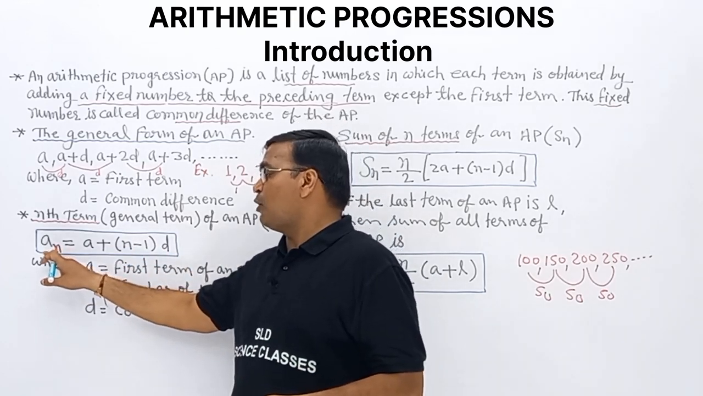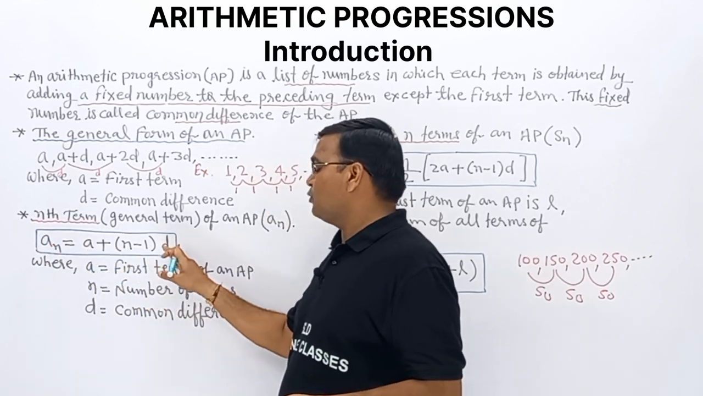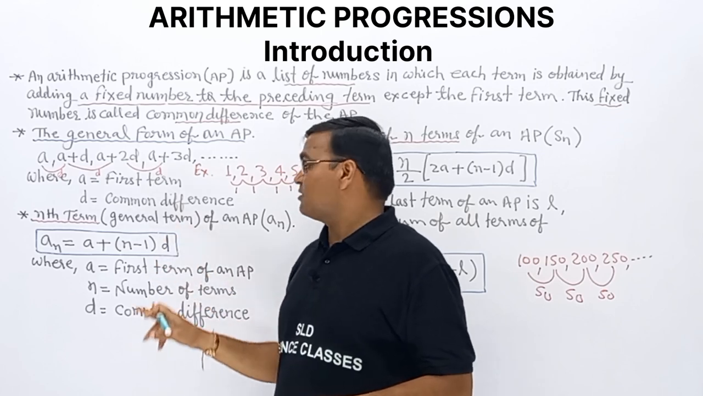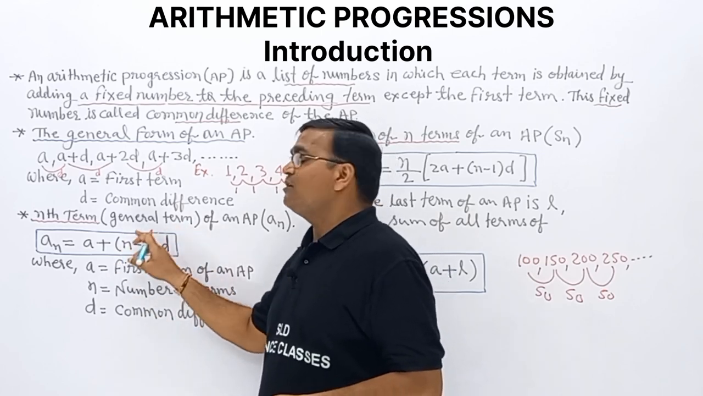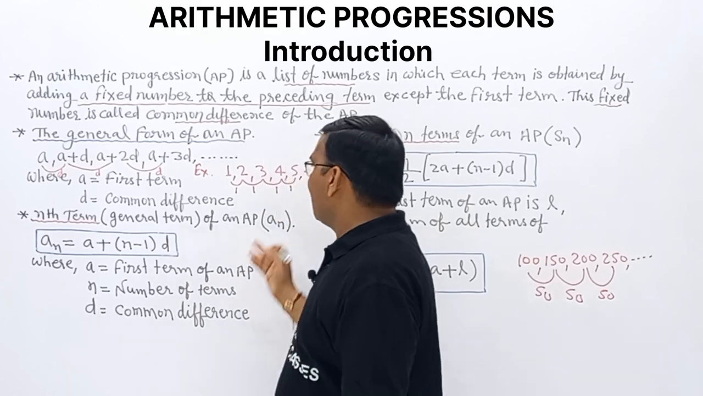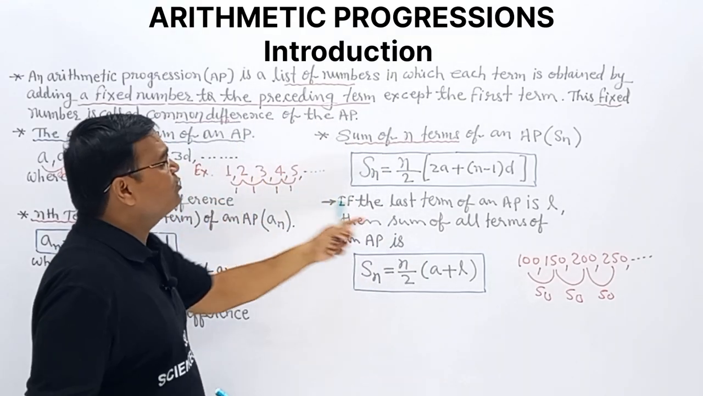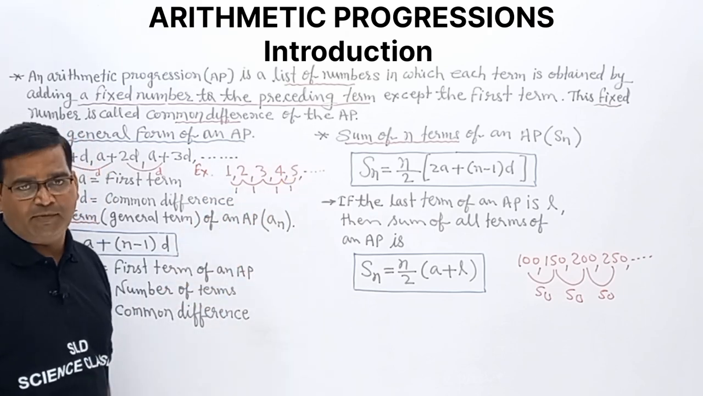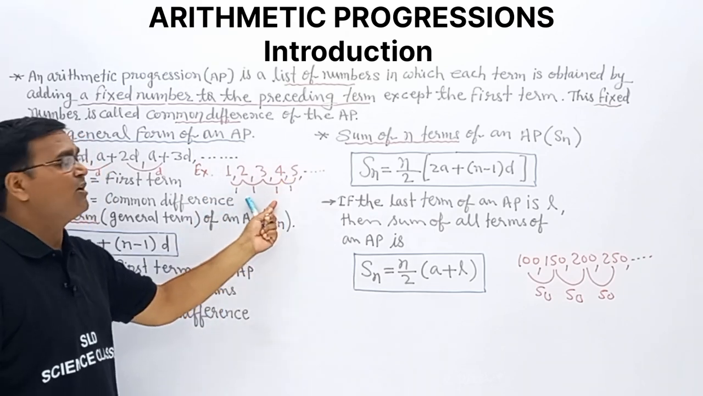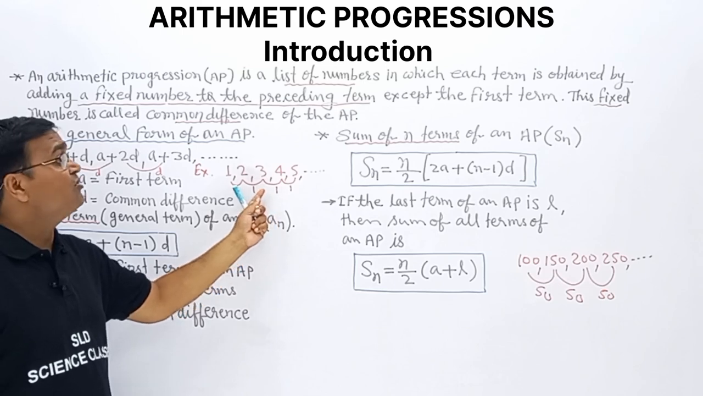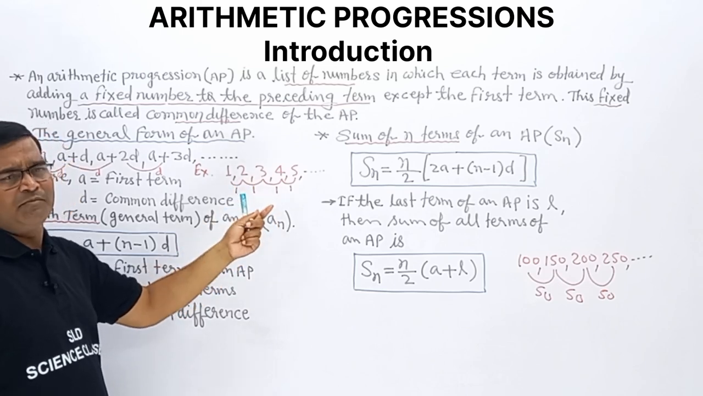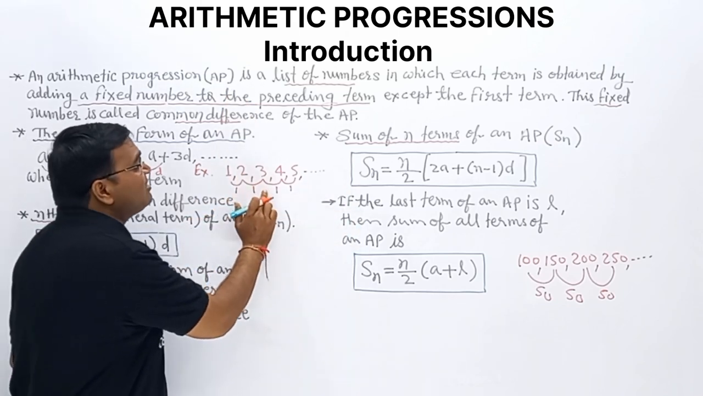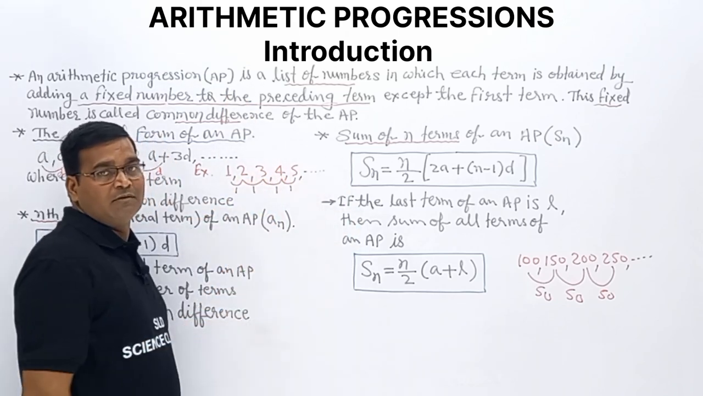Then we will use this formula an equal to a plus n minus 1 into d. A is the first term, d is the common difference of the sequence, and n is the number of terms. Observe this sequence: we are having 5 terms. We want the 10th term of this AP. The 10th term we can find, but what if we want the 50th term of this AP?